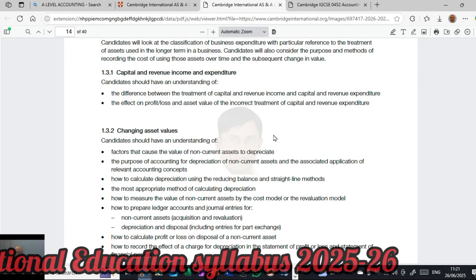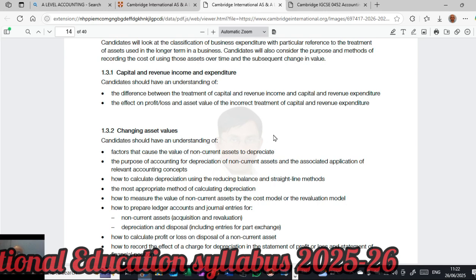The purpose of accounting for depreciation of non-current assets and the associated application of relevant accounting concepts. How to calculate depreciation using the reducing balance method and the straight line method, and the most appropriate method of calculating depreciation. How to measure the value of non-current assets by the cost model or revaluation model, how to prepare ledger accounts and journal entries for non-current assets, acquisition, revaluation, depreciation, disposal, including entries for part exchanges.